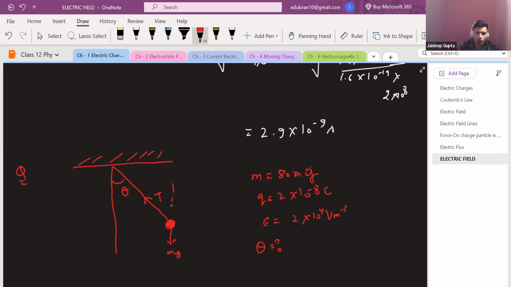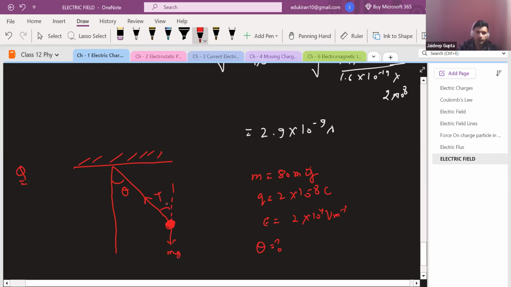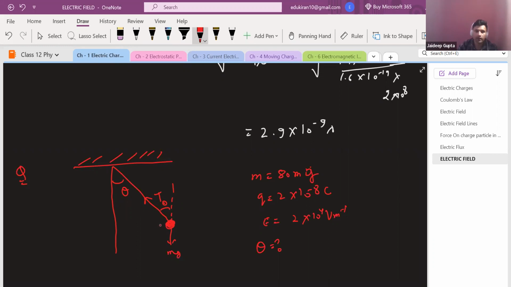Now we have to resolve it. If it is theta, it would be theta because both lines are parallel, so it would be the alternate angle. It would be T sine theta, and T cos theta. And QE will act in this direction because this is the electric field.